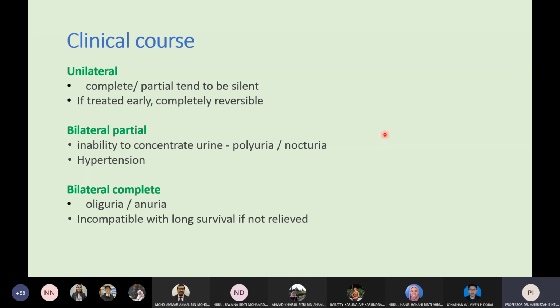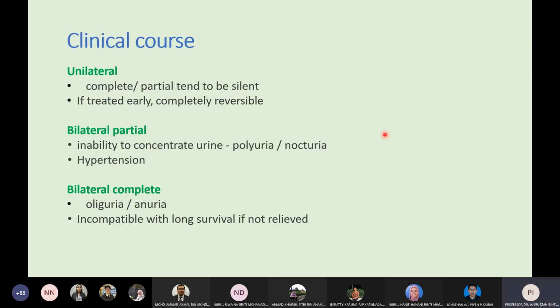Okay. We're talking about bilateral obstruction. It can be partial, can be complete. Bilateral can present with polyuria, nocturia, because of inability to concentrate. So the urine is very dilute and voluminous. You have a lot of urine passing out, and that's called polyuria. Frequency increases and the amount also increases, and because of that, if it wakes you up at night, that's the term nocturia, right? And sometimes patients present with hypertension because of stimulation of the renin-angiotensin system.